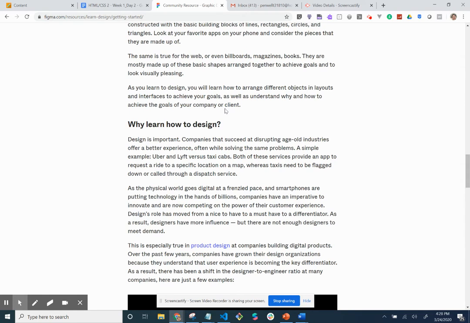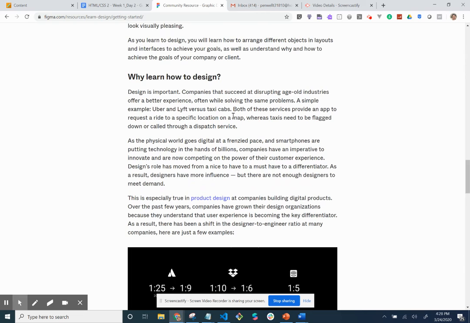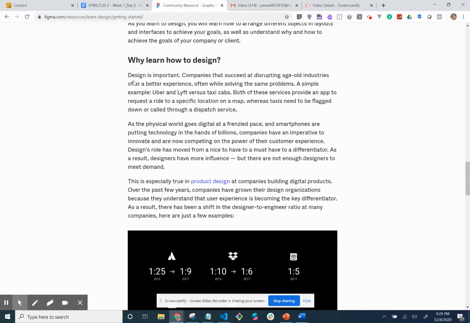As you learn to design, you will learn how to arrange different objects and layouts and interfaces to achieve your goals. So that's how you understand why and how to achieve the goals of your company or client. So why is design important? Companies that succeed at disrupting age-old industries often offer a better experience, often while solving the same problems. A simple example, Uber and Lyft versus taxi cabs. Both of these services provide a similar kind of service, but taxis need to be flagged down or called through a dispatch service, whereas with Uber and Lyft, you get an app for that.